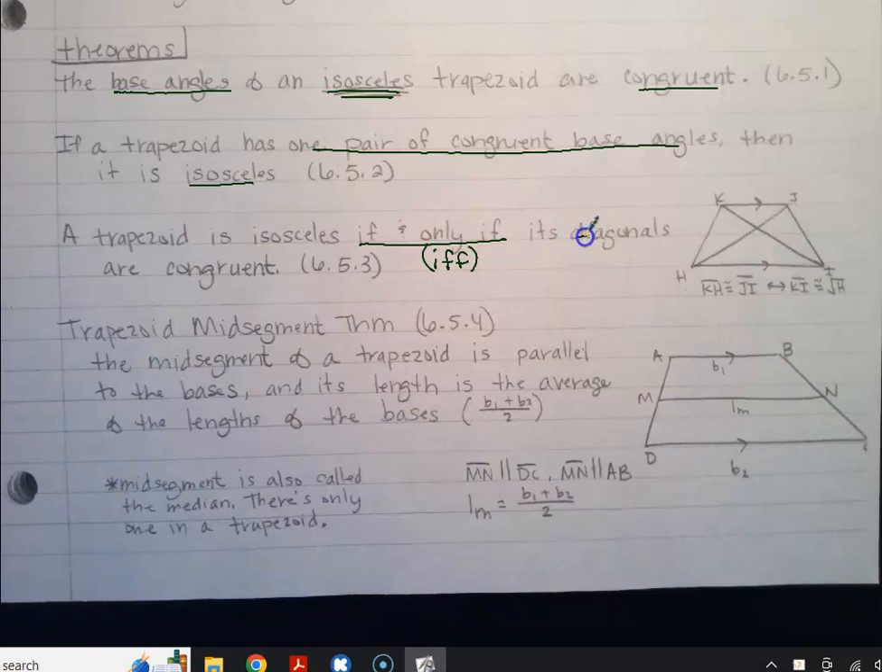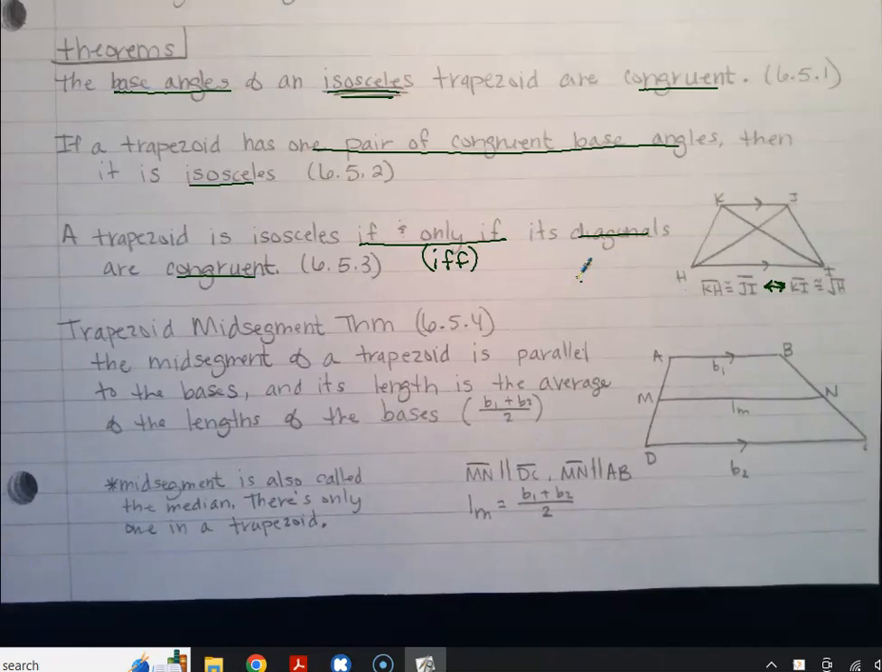So this time we've got diagonals that are congruent. There's the drawing here. So we've got KH is equal to JI, if and only if. What's different about this if and only if symbol? It has arrows on both sides. When it has the arrows on both sides, it's the if and only if. So this is that biconditional. You can use that to prove it either way.